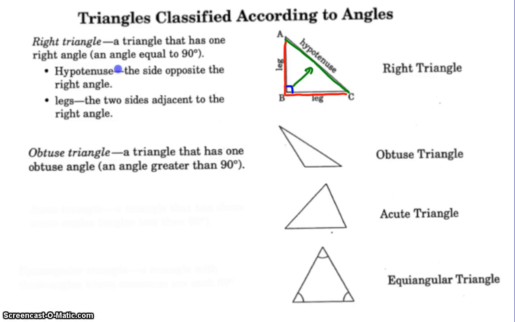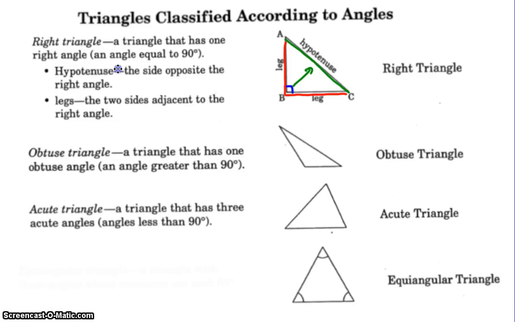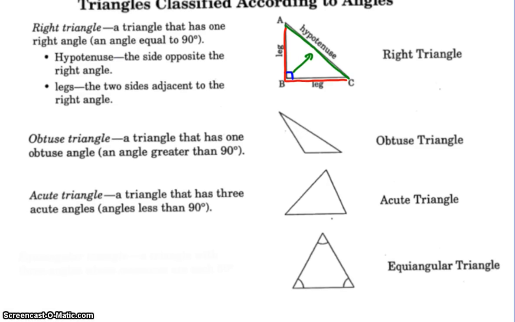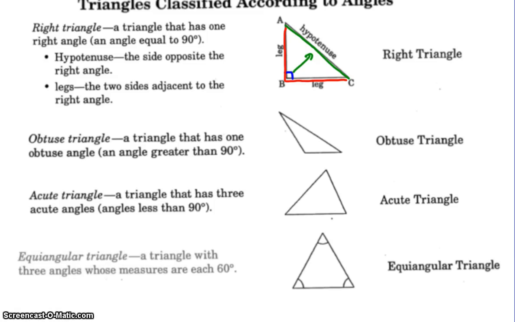The description for an acute triangle is a triangle that has all of the angles that are acute. So all angles in the triangle are less than 90 degrees. And the last one is an equiangular triangle, which has all of the angles whose measures are the same, which would mean that they would also have to be 60 degrees.